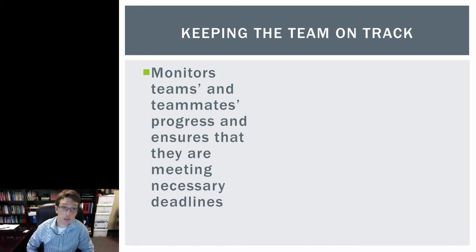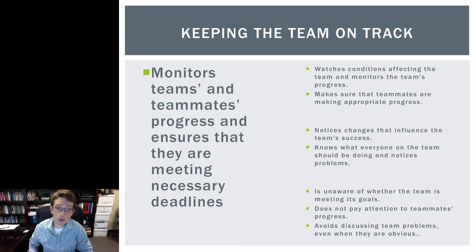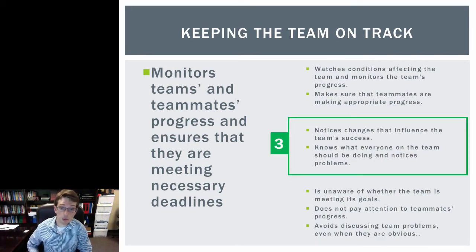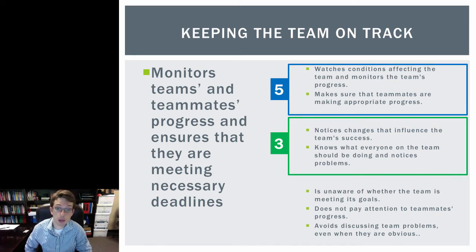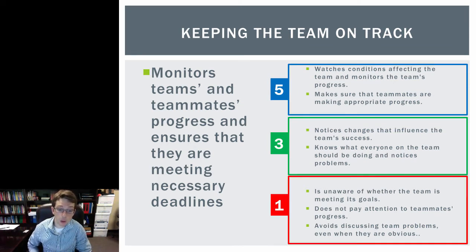The next dimension, keeping the team on track, is defined as monitors teams and teammates' progress and ensures that they are meeting necessary deadlines. And again, when we think of this dimension, there are a number of behaviors that could serve as examples. For medium levels of performance, you might have something like notices changes that influence the team's success. For high level performance, you could have make sure that teammates are making appropriate progress. And for low levels of performance, avoids discussing team's problems even when they are obvious.